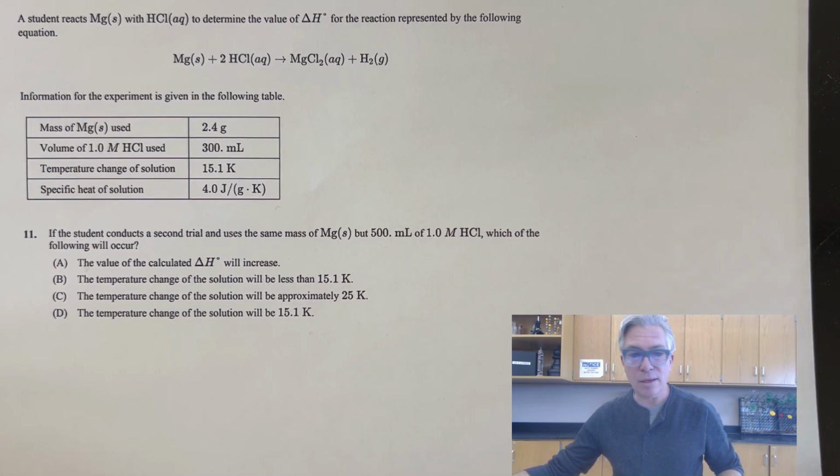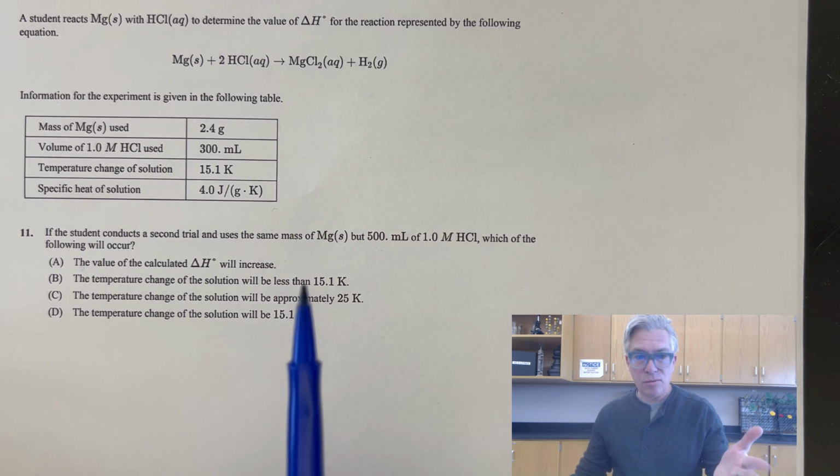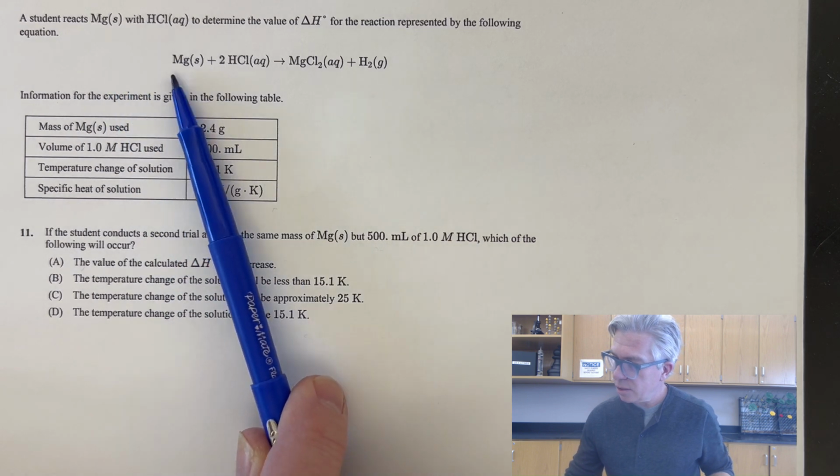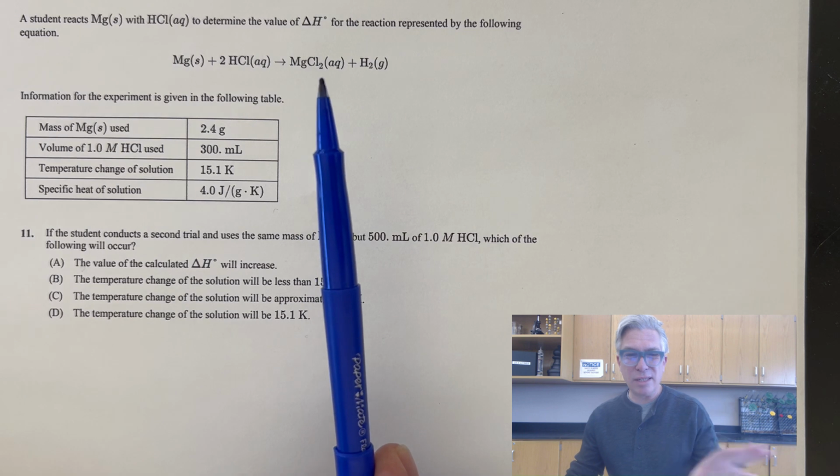So I think that's half of the battle on an AP exam, just getting through all the content. All right, pause the video and read it if you'd like. The student reacts magnesium and hydrochloric acid to make these two things. And it's important to read the entire question.